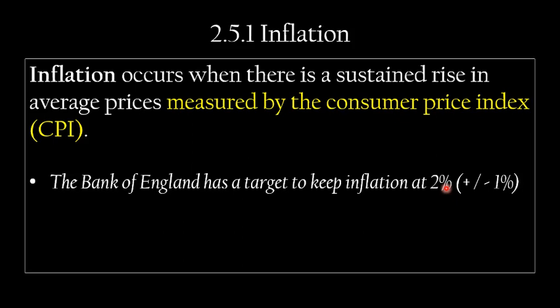It's technically 2% plus or minus 1%. So anywhere between 1 and 3%, the government is very, very happy with that rate of inflation, that rate of average price increases. So that means that a product that costs £100 this year will cost £102 in a year, okay?